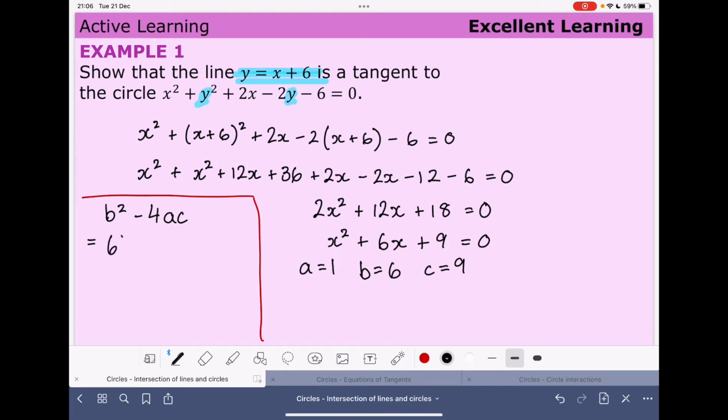So we've got 6 squared minus 4 lots of 1 times 9. And we can see that's going to give us 36, subtract 36. And that is going to result in this value of 0.